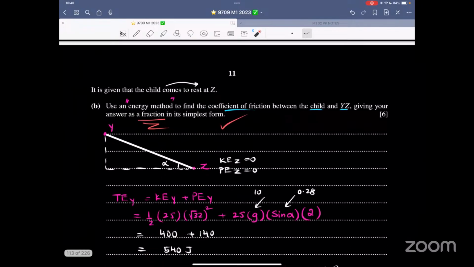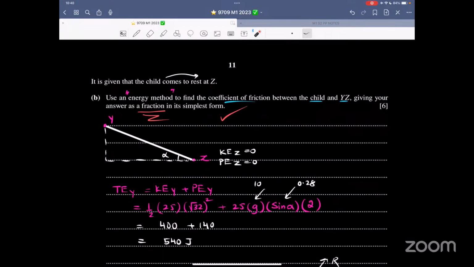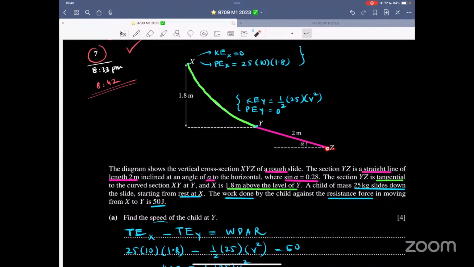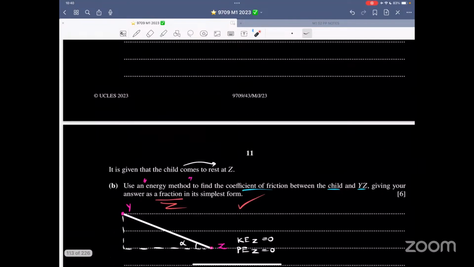It is given that the child comes to rest at Z. So where is Z? Z is this last part. So now we have the initial speed of the child. It's coming to rest. It's 2 meters. Does it say that this is rough? I think it is still rough.